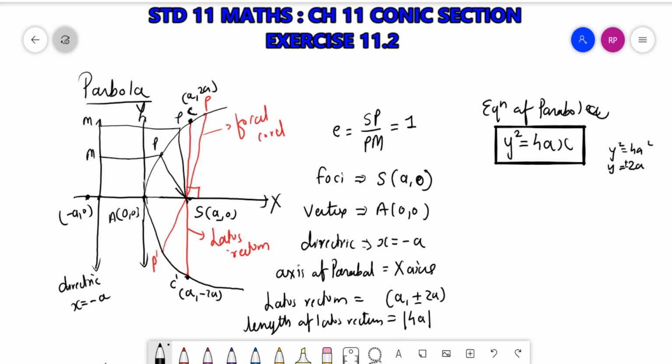Remember, the equation of parabola y square equal to 4ax. See, it cannot be on one side only. It can be on the other side also. But for this parabola, the equation is y square equal to 4ax. So the focus will be (a, 0), vertex (0, 0), equation of directrix x equal to minus a, axis of parabola will be the x-axis, latus rectum (a, plus minus 2a), and length of latus rectum 4a, modulus of 4a. So first, just note this down.